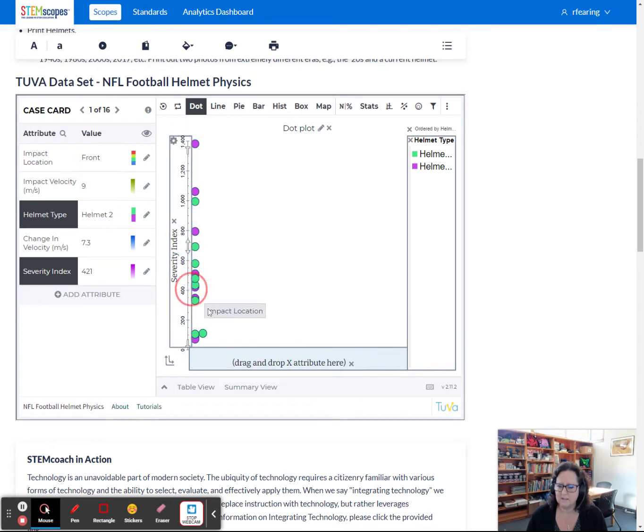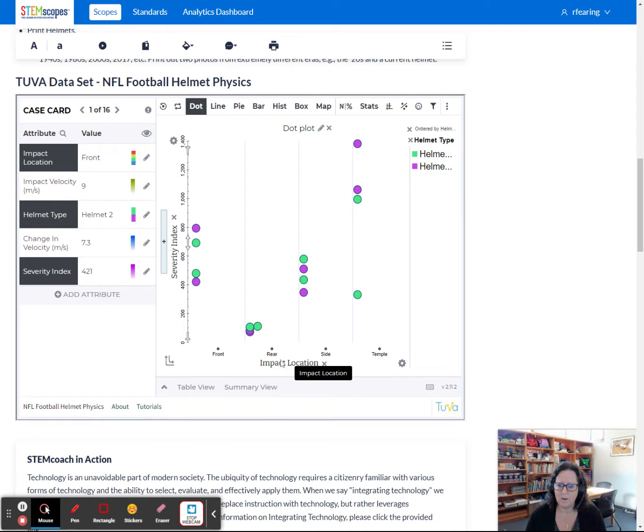So I'm going to pull impact location. Remember we said it tested impact on the front, the back, the side, and the temple. And so that's what impact location is. So now I put impact location on X, and you can see those locations are down at the bottom: front, rear, side, and temple. So depending on where the impact happened on the helmet, you could see the severity of the potential injury. Okay, they didn't hurt people to collect this data, but they could see what the possible severity of the injury could be.